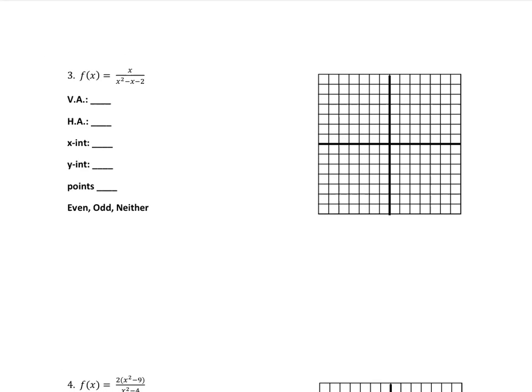All right. Okay, the VA, I set the bottom equal to 0. Now, it's not as apparent to see what it is, but it's a quadratic in the bottom. I'm going to factor this up here. So I set this quadratic equal to 0. So x squared minus x minus 2 equals 0. And this is going to factor to (x minus 2)(x plus 1). So then I get 2 VAs for this. I'm going to get 2, and I'm going to get -1.